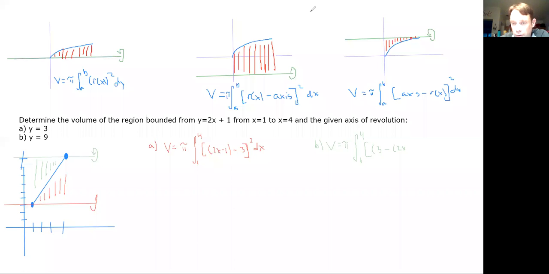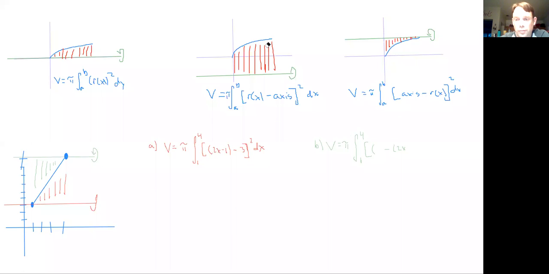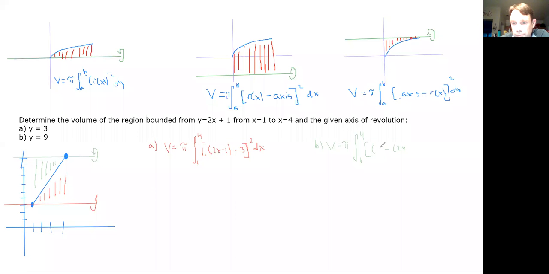That should have been a 9, not a 3 right there. Oops, undo. There we go. So we'll go ahead and do this real quick. We have to clean up the expression first. So we end up with, from 1 to 4, 2x minus 4 squared. I could do a u substitution there if I wanted to, but I'm going to go ahead and multiply it out.